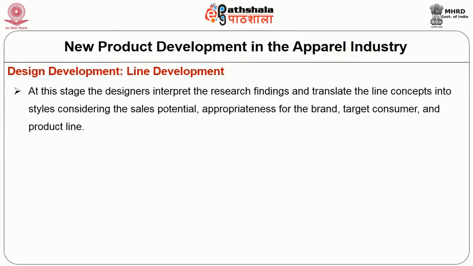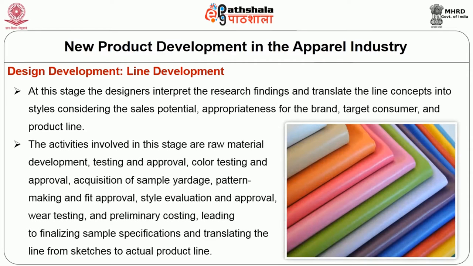At this stage, the designers interpret the research findings and translate the line concepts into styles, considering the sales potential, appropriateness for the brand, target consumer, and the product line. The activities involved in the stage are raw material development, testing and approval, color testing and approval, acquisition of sample yardage, pattern making and fit approval, style evaluation and approval, wear testing and preliminary costing, leading to finalizing the sample specifications and translating the line from sketches to actual product line.